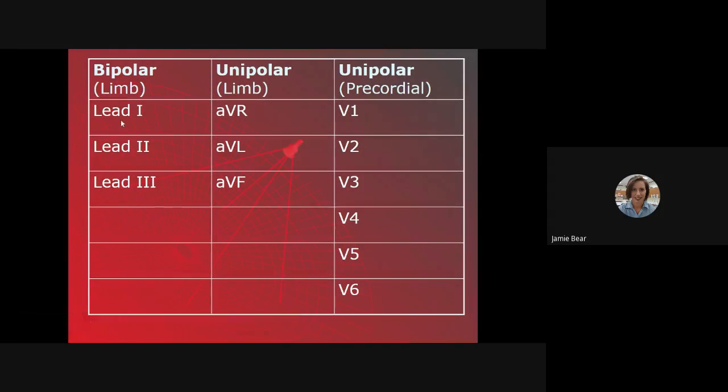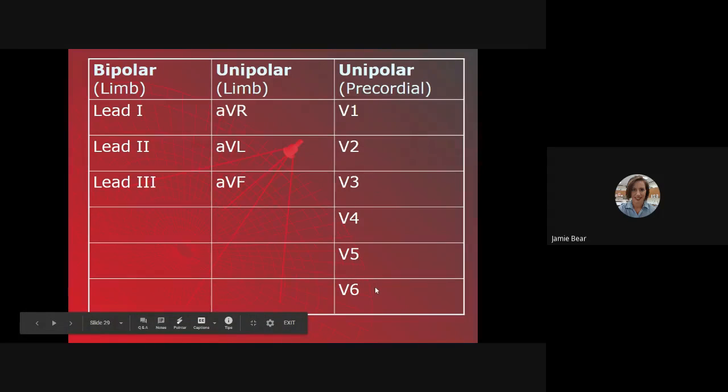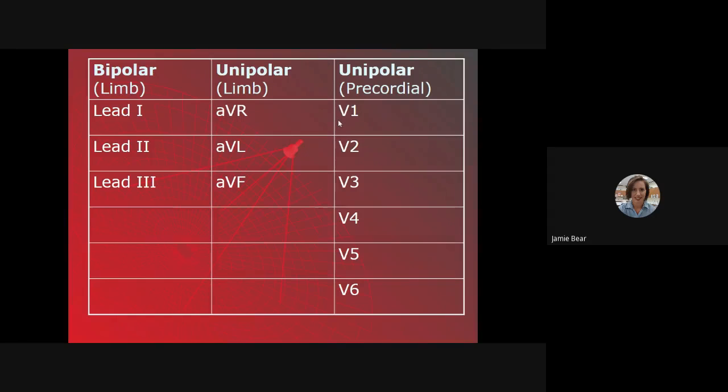Okay, leads 1, 2, and 3 are what we call bipolar, meaning they go from positive to negative charge against each other. The AVR, AVL, and AVF leads are what we call unipolar, as well as all of the chest ones, V1 through V6. And it's unipolar because it looks from wherever it's placed on the body, let's say here on the chest, to the center of the heart itself.